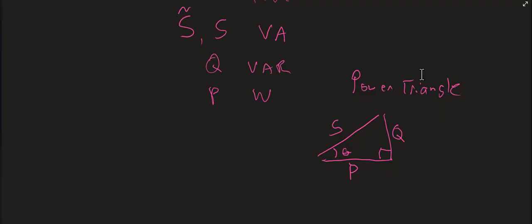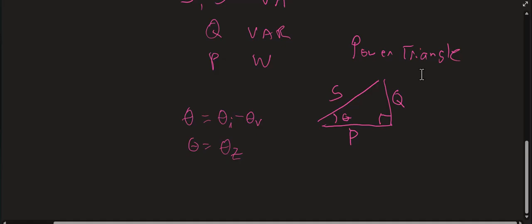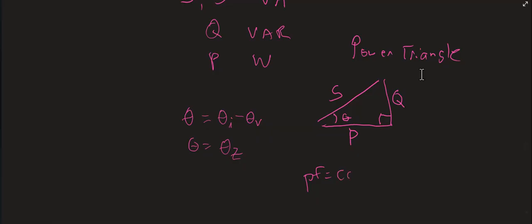And if you remember that, that tells you what you need to know about your power factor and that angle that shows up all over the place. So this angle, which is the current angle minus the voltage angle, it is also the impedance angle. So it's the angle whenever we're talking about the angle that goes with the power factor. The power factor is the cosine of that angle.